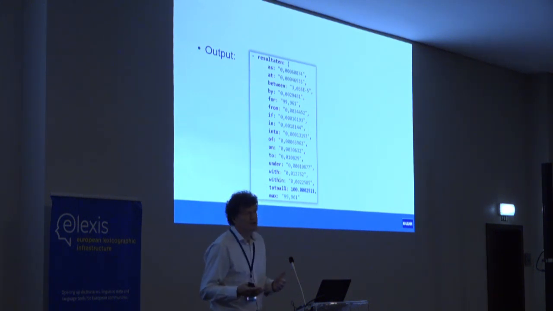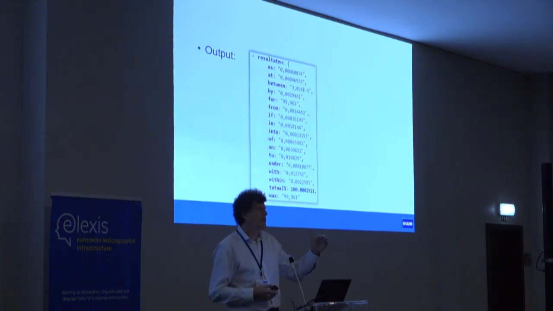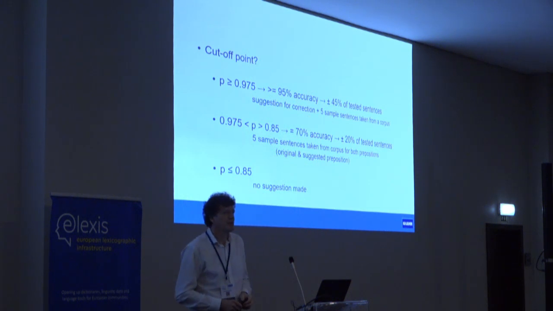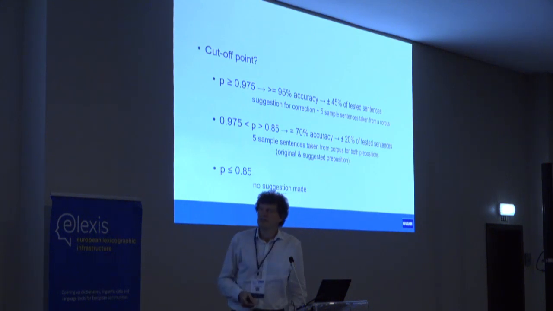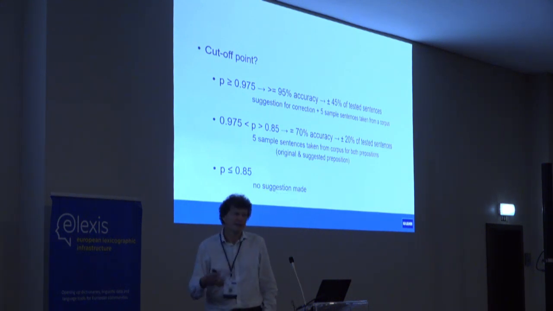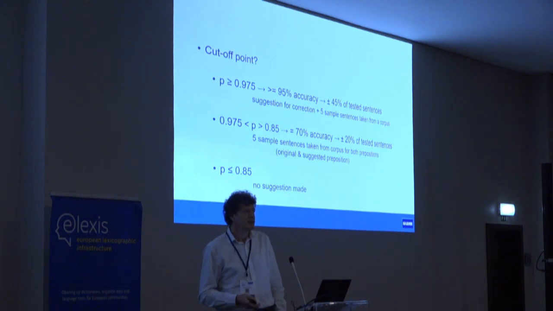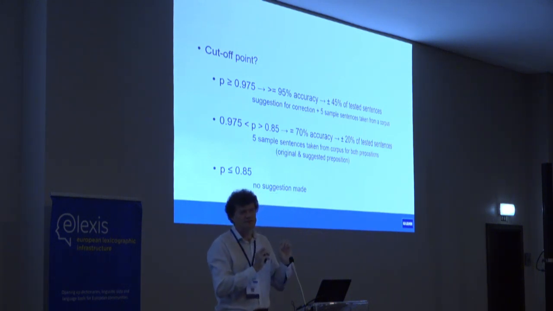That's interesting because we can use thresholds. We can see until what kind of probability is accurate or not. And the test on about 250 words gives us this result. If the probability is more than 0.975, so 97.5%, we reach more than 95% of accuracy, and that's the case for almost 45% of the tested sentences. So in these cases, if the system finds something that's different from the text, it will say, well, this is probably an error on preposition use.